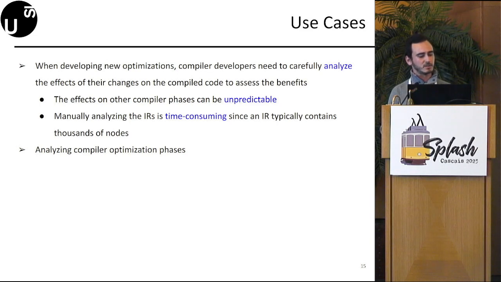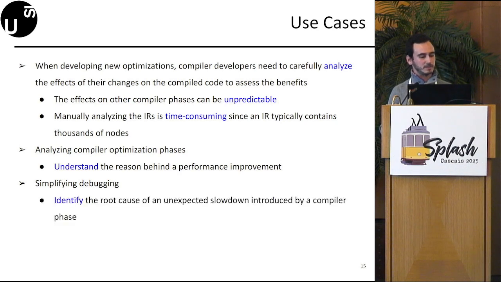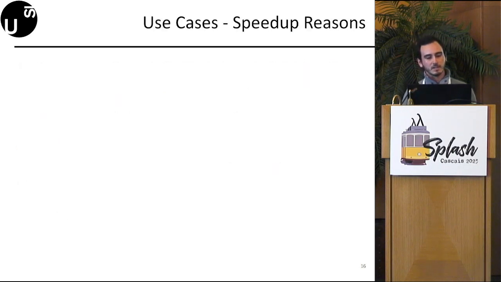In our article, we show an example where we understand the reason behind a performance improvement. Second, we can employ our technique to simplify debugging. In our article, we show a use case where we identify the root cause of an unexpected slowdown introduced by a compiler phase. In this presentation, I'll focus on the first use case, hence explaining the reasons behind the performance improvement.